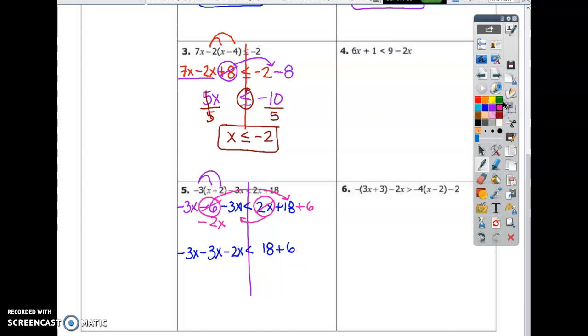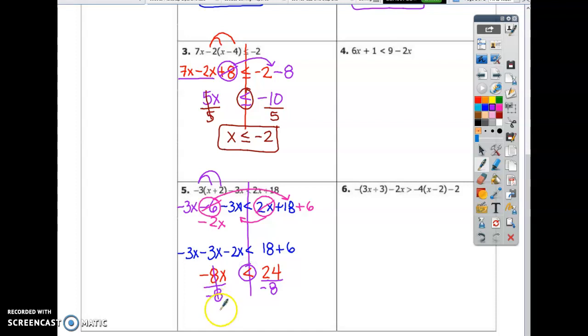So in Desmos, you guys can do this. -3 minus 3 minus 2. What does it give you? -3 minus 3 is a -6, minus 2 is a -8. So -8x less than, what's 18 plus 6? 24. Okay, here's where you're going to love it. I'm going to divide both sides by a -8. What did I say happens when you divide by a negative number? The sign is going to flip.